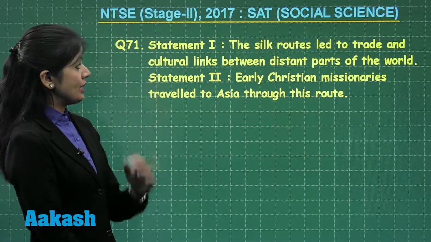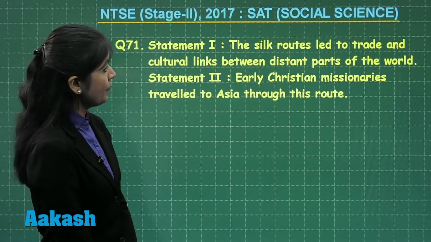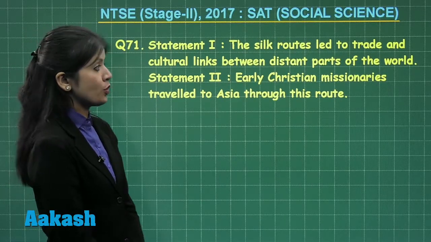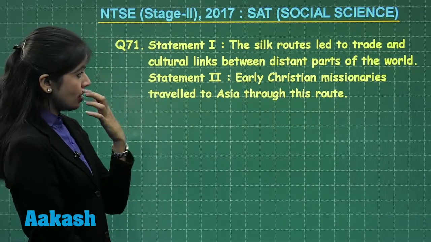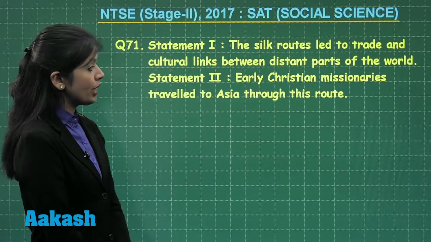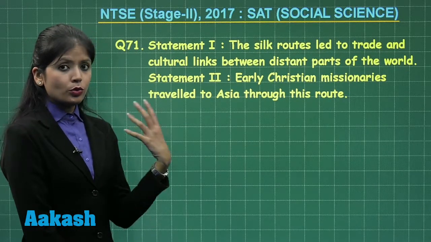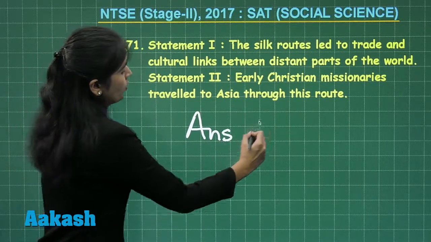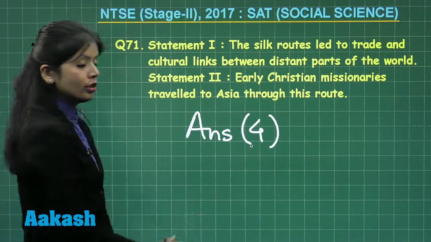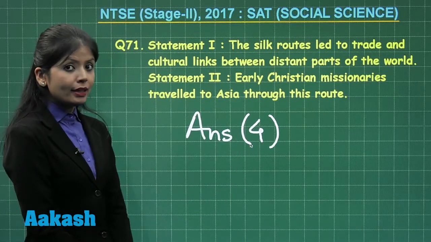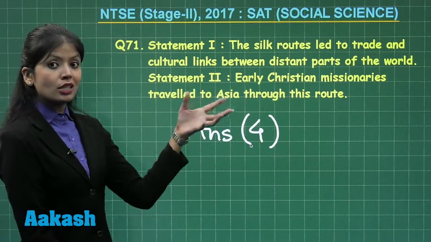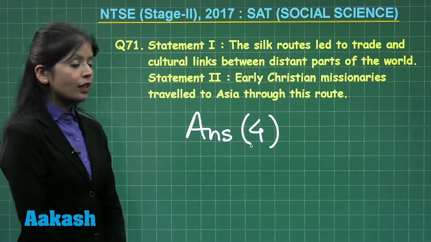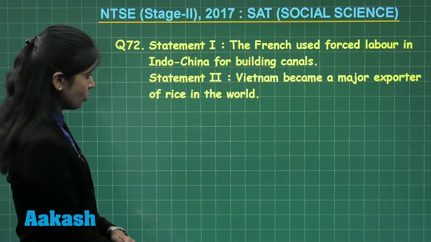Question number 71 says, statement 1 goes, the Silk routes led to trade and cultural links between distant parts of the world. Statement 2 states, early Christian missionaries traveled to Asia through this route. When you see both these statements together, you can easily identify the answer to be option 4, where both the statements are true, but statement 2 does not provide the correct explanation to statement 1. Moving on to question number 72.